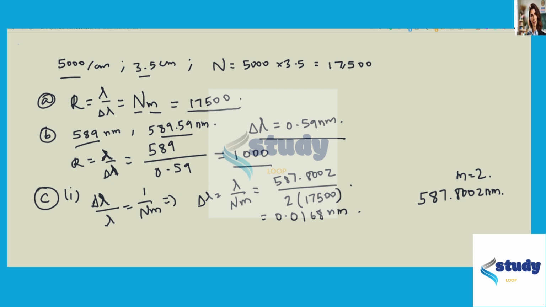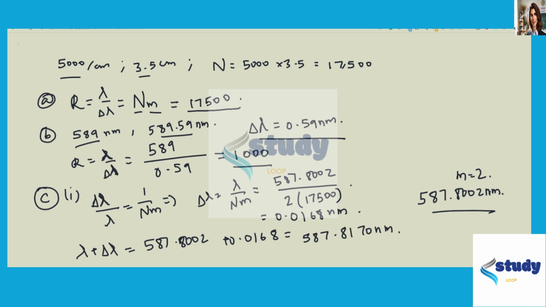Hence, the minimum wavelength that we can resolve above this wavelength is simply lambda plus delta lambda, which is 587.8002 plus 0.0168, which is 587.8170 nanometers.